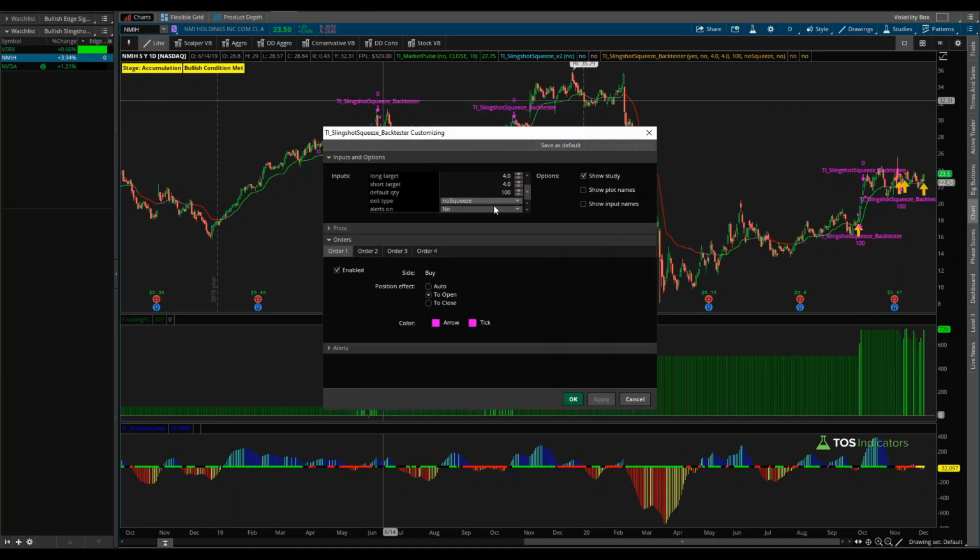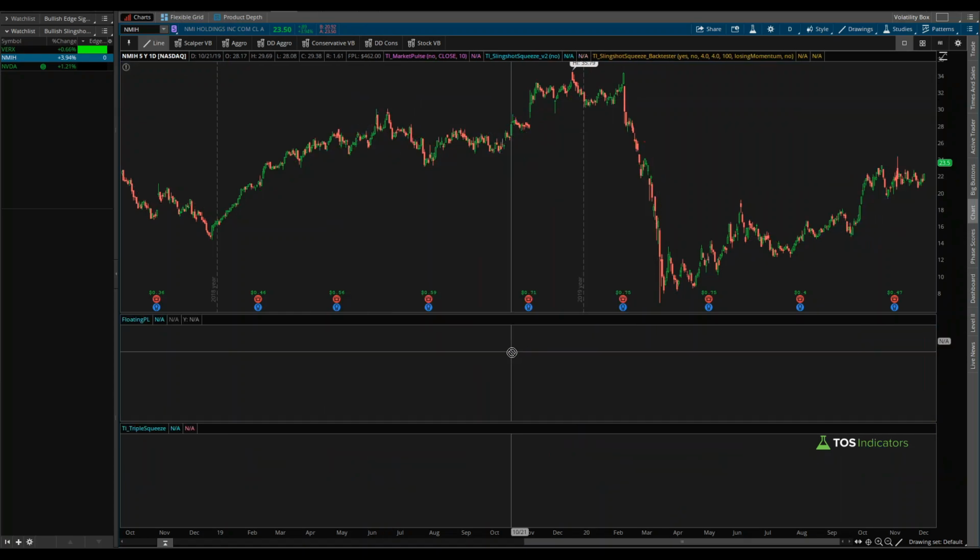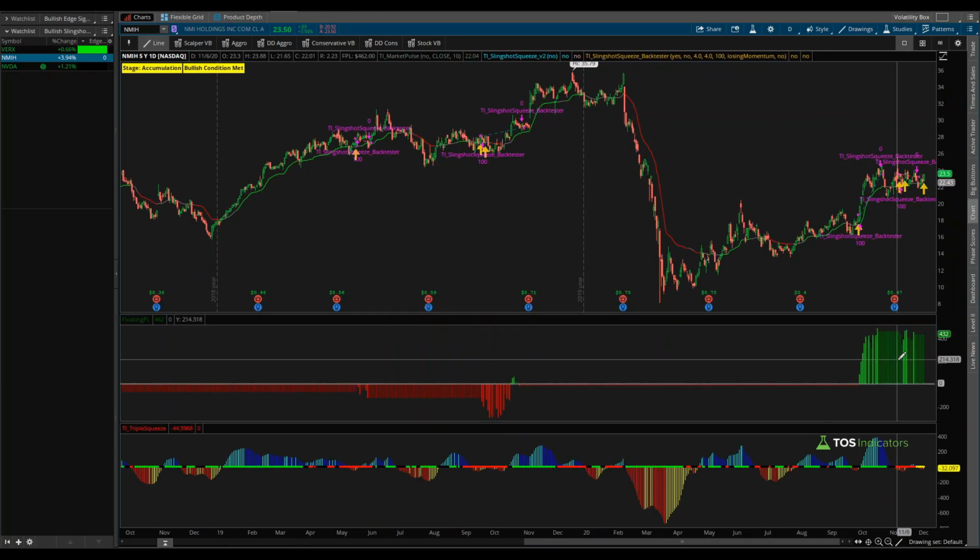Let's go ahead and change one of the settings that we have, which is the type of exit that it takes. So currently it's configured to no squeeze. Let's change that to something like, say, losing momentum. And for all of our Volatility Box members, again, this is defined in the actual tutorial, so it should make a lot more sense. So let's click OK here. And if we see that, that's only 432.